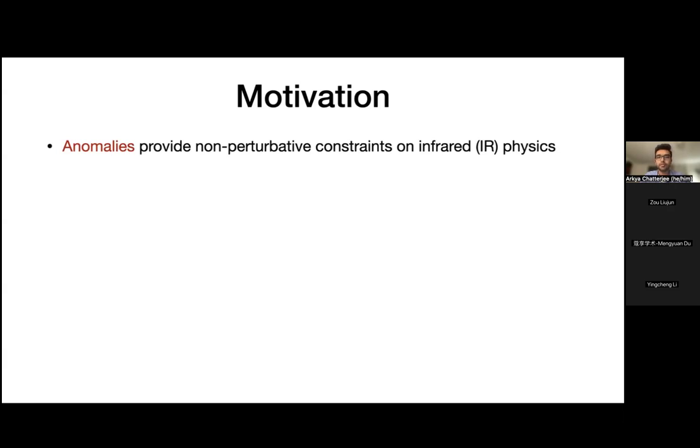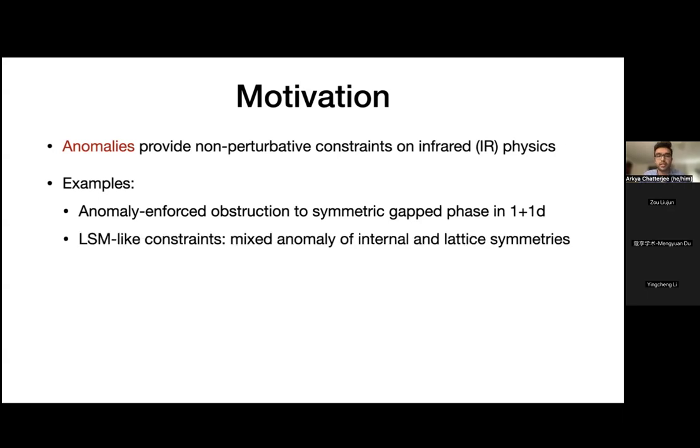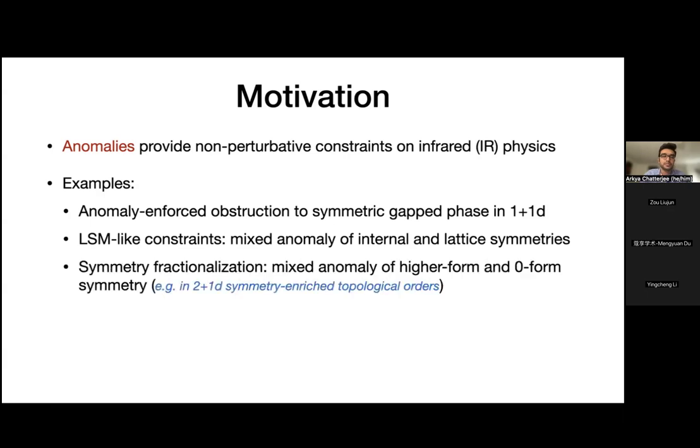Another motivation comes from a condensed matter point of view, where anomalies, we know now, provide many non-perturbative constraints on infrared physics. There are many examples of this. Some illustrative examples are anomaly enforced obstruction to trivial gapped phases in 1 plus 1D. There are so-called LSM-like, Lieb-Schultz-Mattis-like theorems, both in 1 plus 1D and higher dimensions, where they involve mixed anomalies between internal and lattice symmetries. Symmetry fractionalization in so-called symmetry-enriched topological orders involves a mixed anomaly between an ordinary zero-form symmetry and a higher-form symmetry.